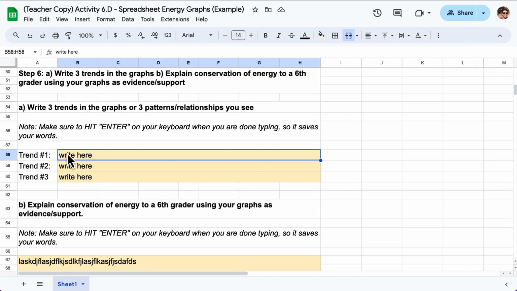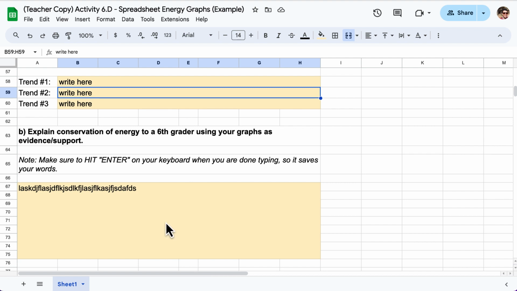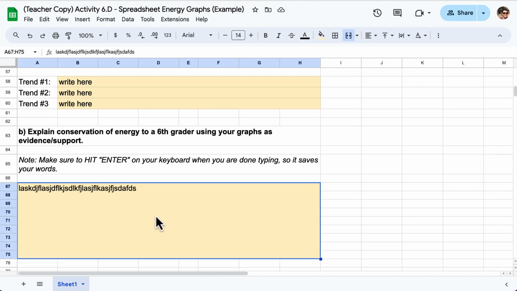So maybe you notice that there is a linear relationship between GPE and height, as well as kinetic energy and height. But maybe you notice that the relationship between GPE or kinetic energy and time is not linear. It's a quadratic relationship. Those are the types of things we just want you to write. I've basically given you 4 right there, since you can talk about GPE and kinetic energy separately. So you find 3, write them down. Then you're going to go ahead and explain conservation of energy to a 6th grader, so kind of using what we've talked about or what we've learned in class and using the graphs above. And you would write your answer in here.